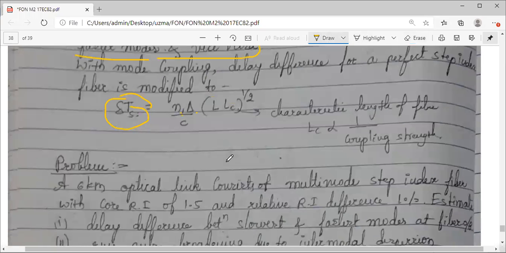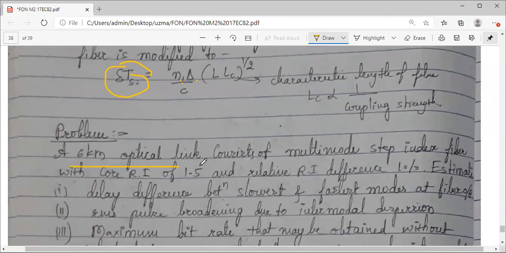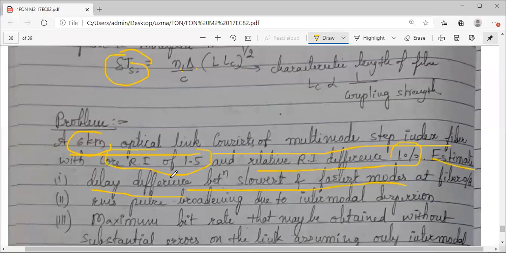Now there is one single problem. Let me just simply read it out. It is direct formula based. A 6 kilometer optical fiber is given to you, consisting of multi-mode step index fiber. Core refractive index is 1.5. Relative refractive index difference is 1%, that is, the value of delta will be 0.01. Estimate first the delay difference, delta TS, that you have to calculate between the slowest and the fastest modes.